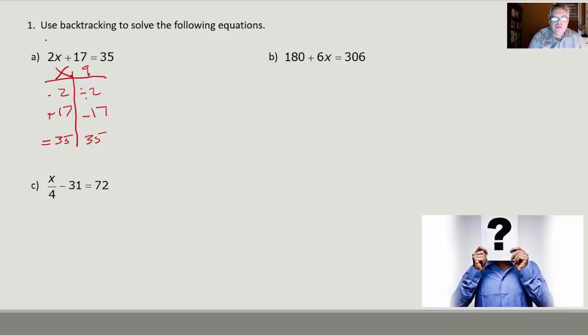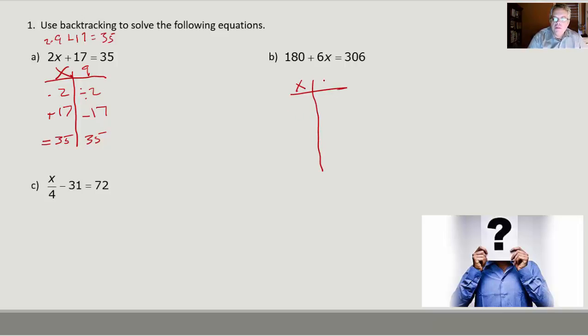And we could check it out. 2 times 9 plus 17 should equal 35. If you try it on your calculator, it works. 9 is the number that we multiply by 2 and add 17 to get 35. Alright, let's take a look at this one.